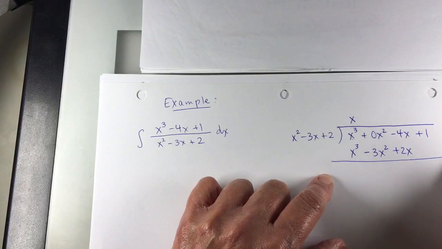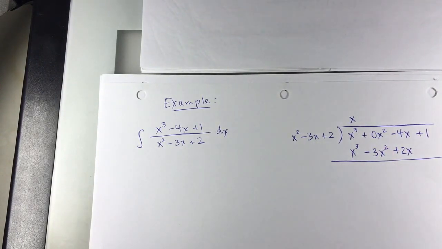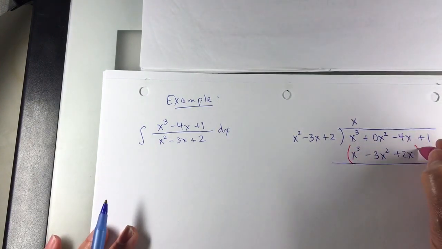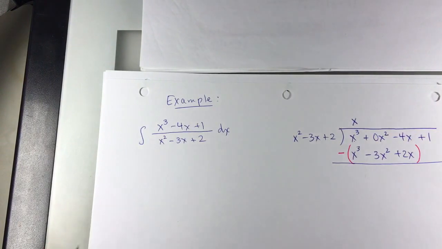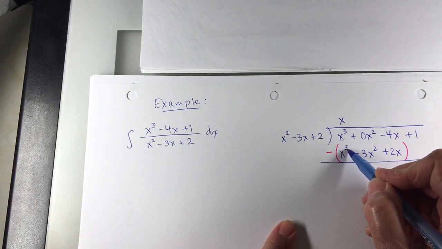Line up the like terms. That's why I put in the 0x squared. And the trickiest thing here, I'm going to put this in parentheses. We are subtracting. That minus sign does distribute. So this becomes x cubed minus x cubed, 0.